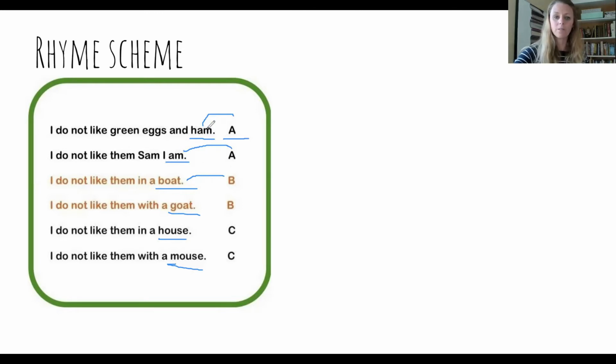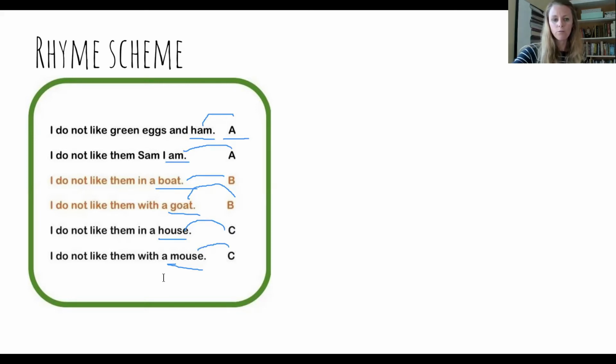Okay, so we've taken care of ham, am, boat. Now we're at goat. What does that rhyme with? Rhymes with boat, so it gets a B. Next line, house. If that rhymed with something that we'd already seen, it would get either A or B. It does not. It is a new sound, so it gets a C. And mouse, of course, rhymes with house, so it's also going to get a C.